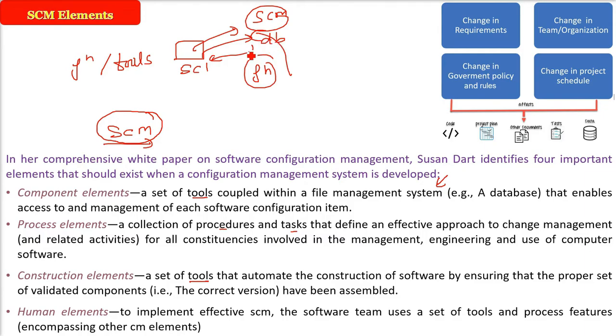So process elements are the collection of procedures and tasks that manage change management. Then we have the construction elements. These are the set of tools that automate the construction of software by ensuring that the proper set of validated components is used. Now we are talking about a validated component. The tools have to see that a correct version is placed, assembled, verified, and validated.